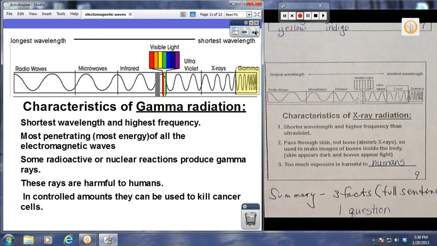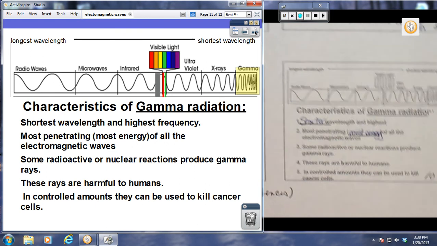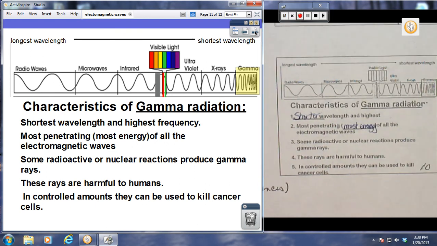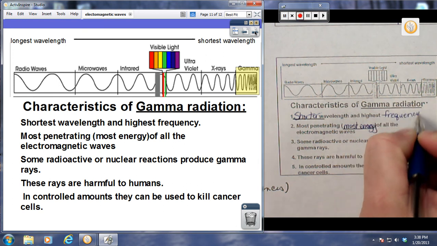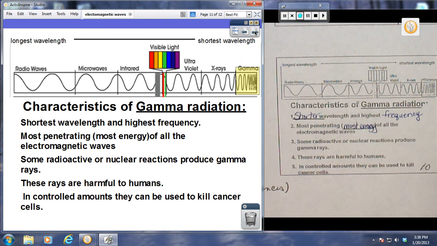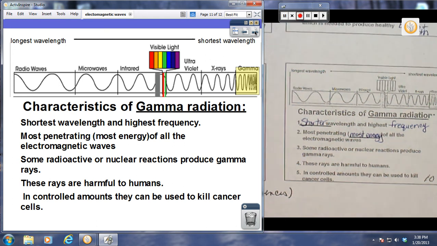The last type is your gamma radiation. Gamma radiation is a shorter wavelength. It's the highest frequency of all the electromagnetic spectrum, and it is the most penetrating, which means it has the most energy of all the electromagnetic waves. Some radioactive or nuclear reactions produce gamma rays, so the stars out in space, we're able to get information by looking at gamma rays. They are harmful to humans, but in controlled substances they can be used to kill cancer cells. So these are the different types of wavelengths that we deal with when looking at the electromagnetic spectrum.